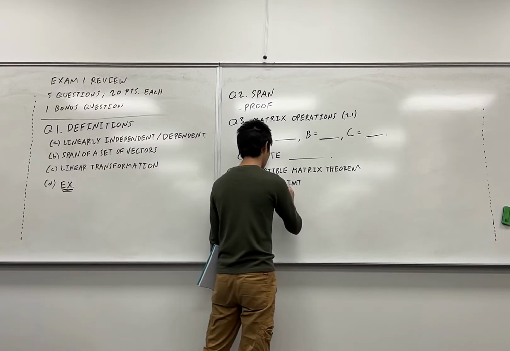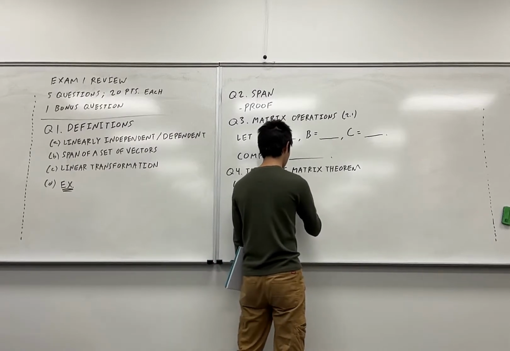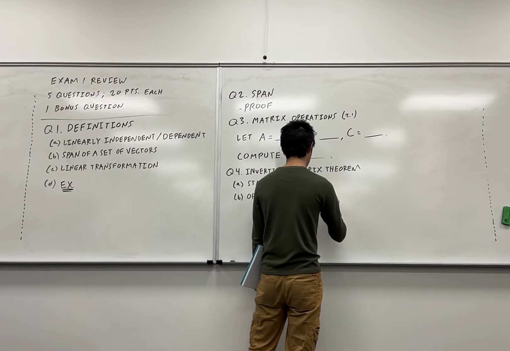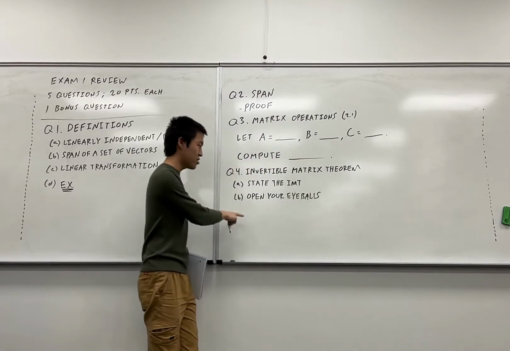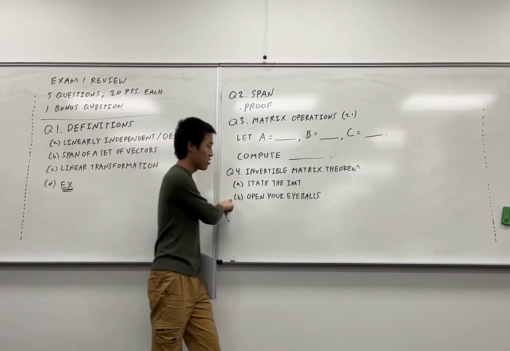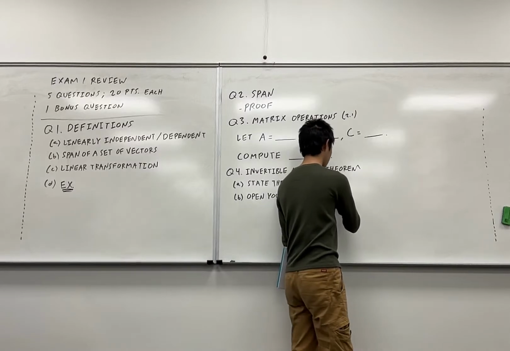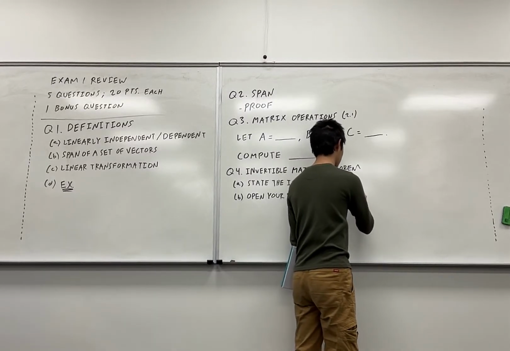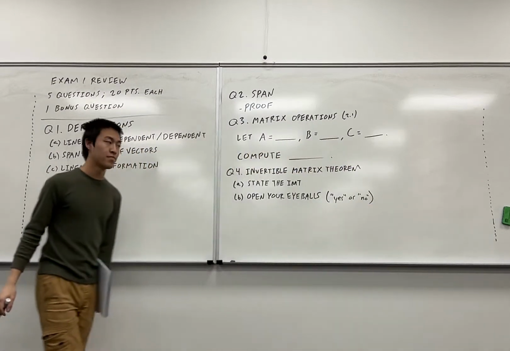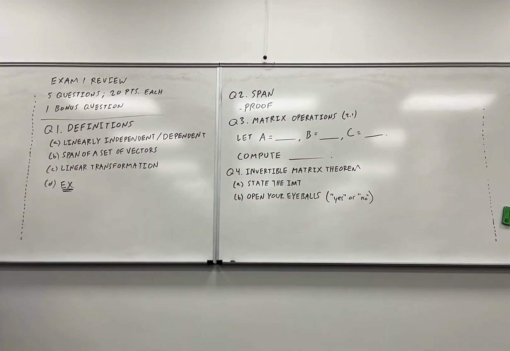Open your eyeballs. It's the opposite way. Open. The answer to this question will be either yes or no, a true-false. So basically a true-false question. Okay, I guess there is one true-false on there, but that's just because the statement of the IMT is worth a lot. That's 14 points.